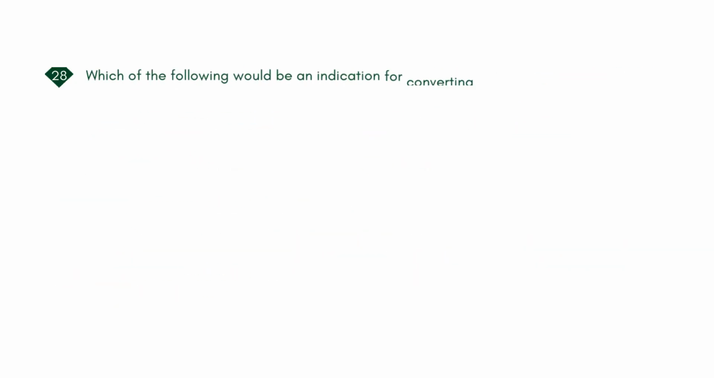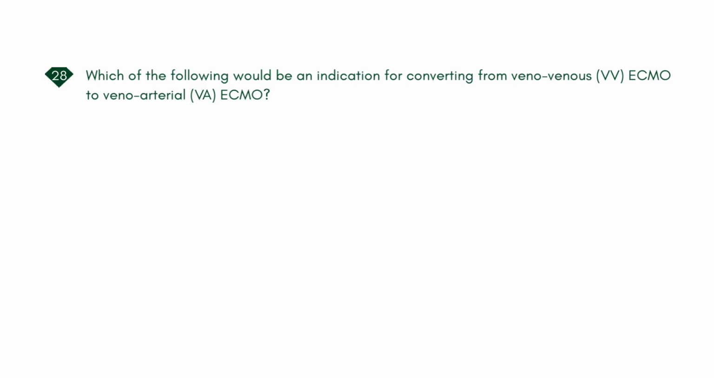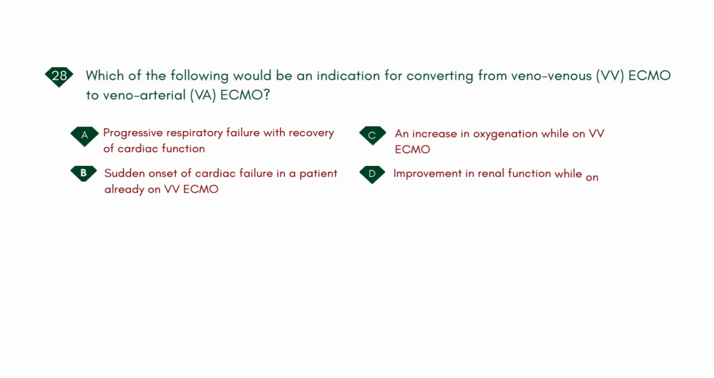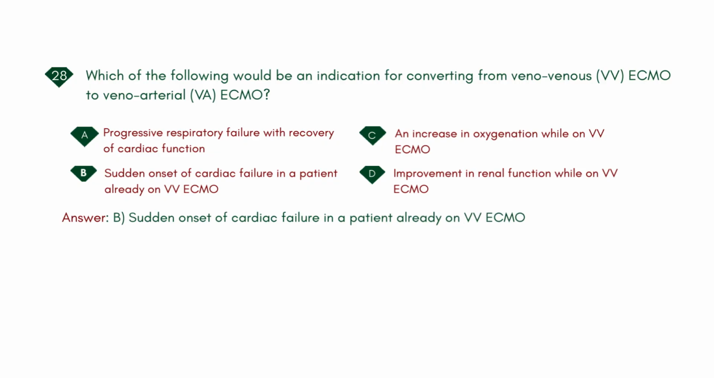Which of the following would be an indication for converting from veno-venous (VV) ECMO to veno-arterial (VA) ECMO? A. Progressive respiratory failure with recovery of cardiac function. B. Sudden onset of cardiac failure in a patient already on VV ECMO. C. An increase in oxygenation while on VV ECMO. D. Improvement in renal function while on VV ECMO. Answer: B. Sudden onset of cardiac failure in a patient already on VV ECMO.